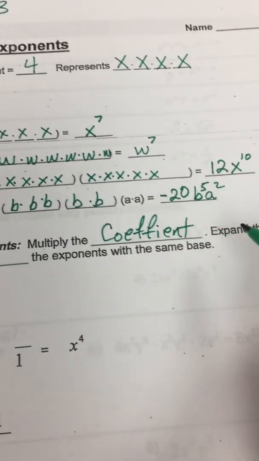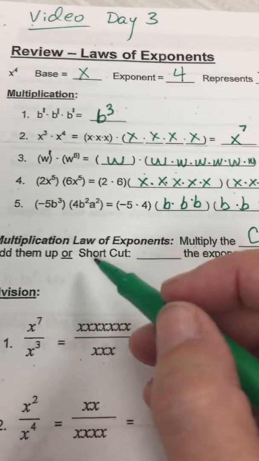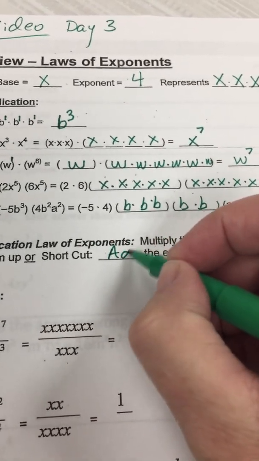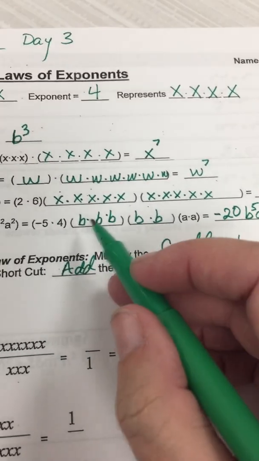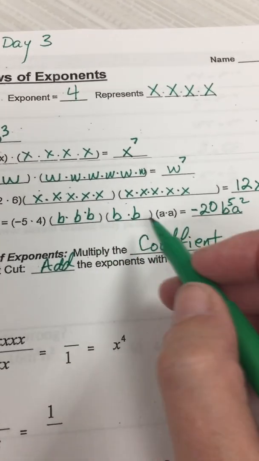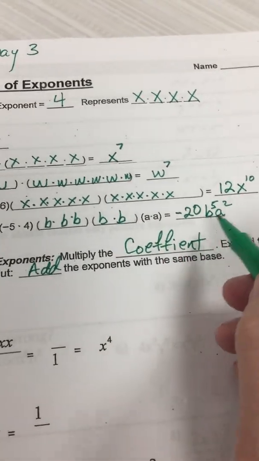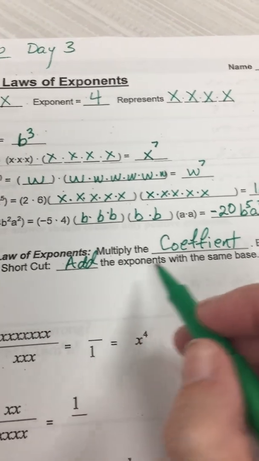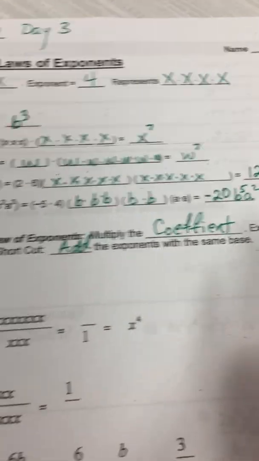multiplied. So multiply the coefficients, then expand the variables and add them up, or shortcut is just to add the exponents that have the same base. Because remember, the b's I could add together, but I couldn't add the b's and the a's together. The b's, there were 5 of those, and there were 2 a's. So make sure you keep the bases separate. So as long as they have the same base, you can add their exponents as a shortcut to expanding them out and counting them up.